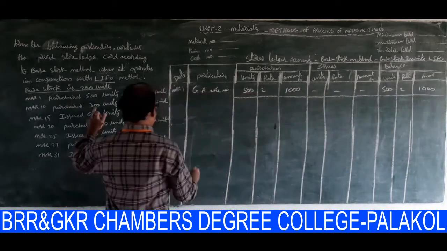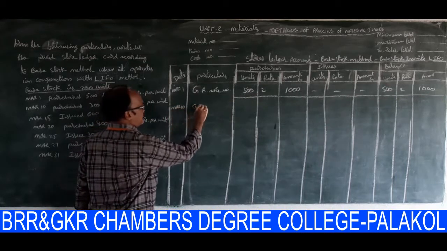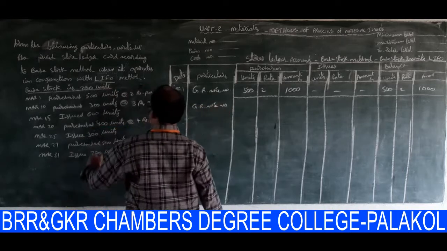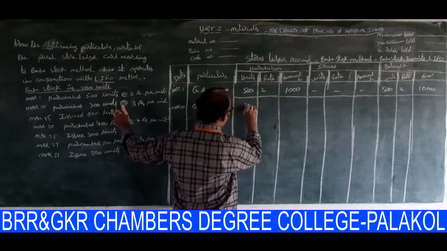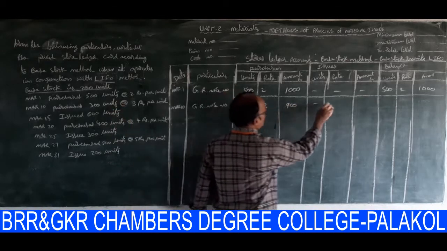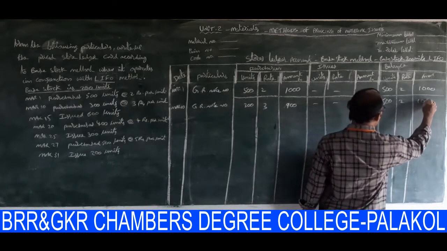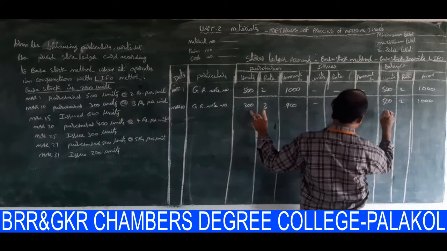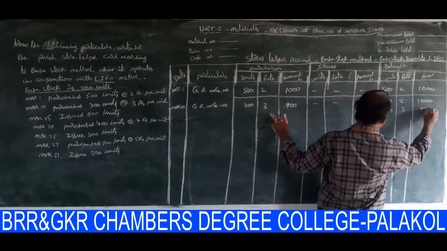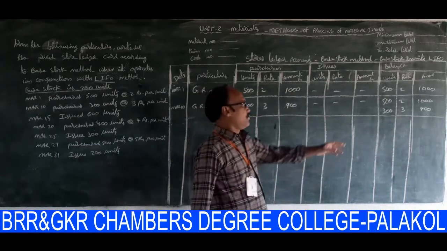Next one, March 10th. Purchased. Goods receipts note number. How many units purchased here? 300. 300 into 3, 900. So 500 units at 2, 1,000. Next received materials, 300 units, 900. Okay, listen carefully. No problem at all.